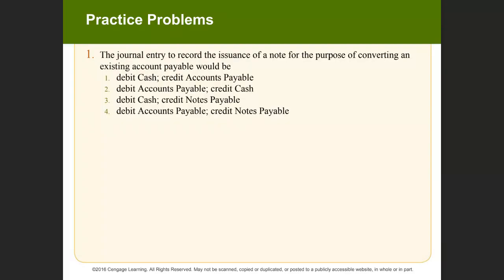The journal entry to record the issuance of a note for the purpose of converting an existing account payable. So they're asking us, what journal entry would we use to record the issuance of a note to convert an existing account payable? So we have an account payable, and now we've taken a note out to convert that account payable.